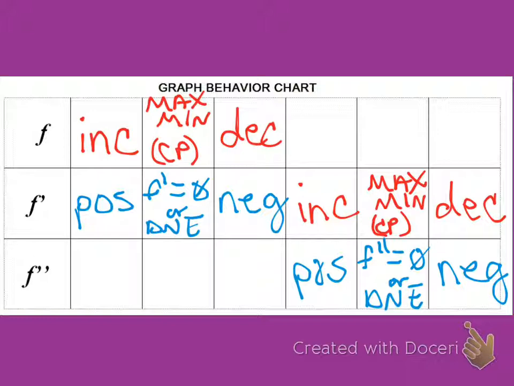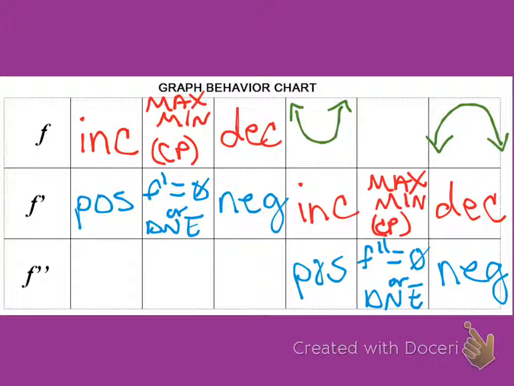But then this information from the second derivative, remember, it tells us about our concavity of our original graph. So whenever the second derivative is positive, my first derivative is increasing, and my original function is going to be concave up like a cup. Whenever the second derivative is negative, the first derivative is decreasing, my original graph is going to be concave down like a frown.